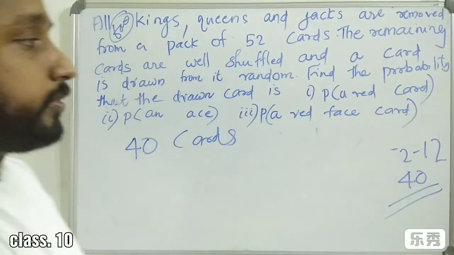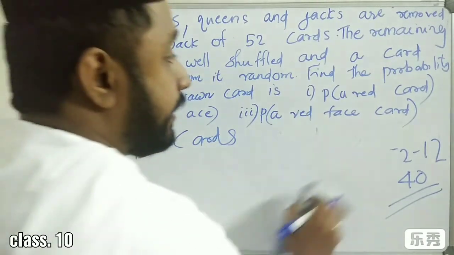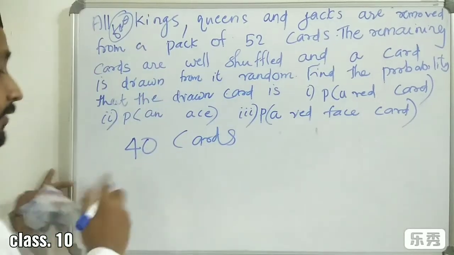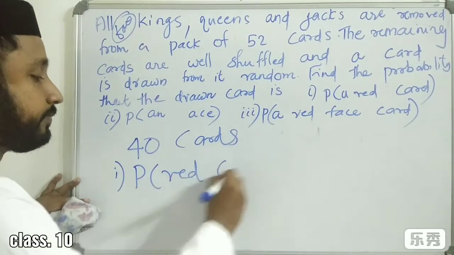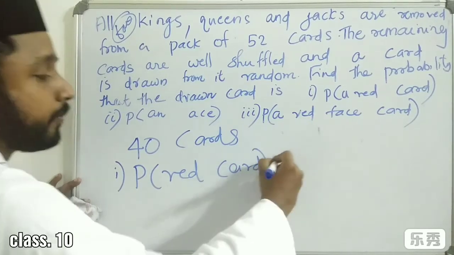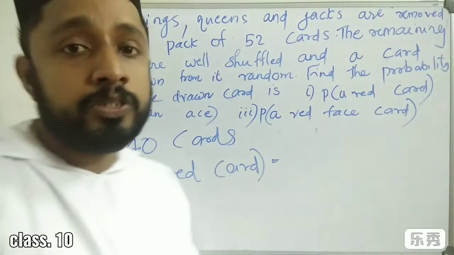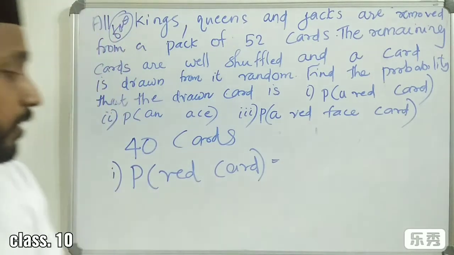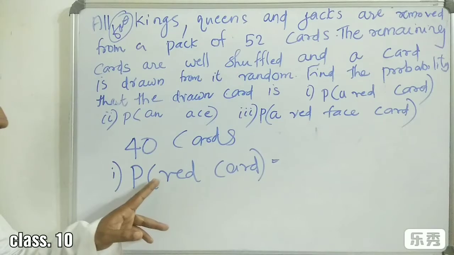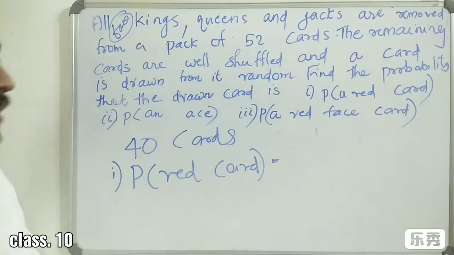Then first question, probability of a red card. So probability of an event is equal to number of favorable outcomes divided by total number of outcomes. So we have to find probability of getting a red card.